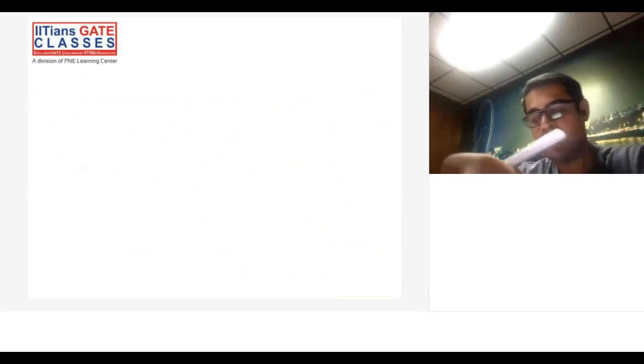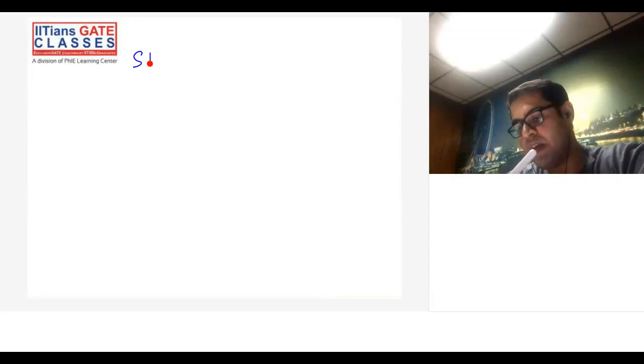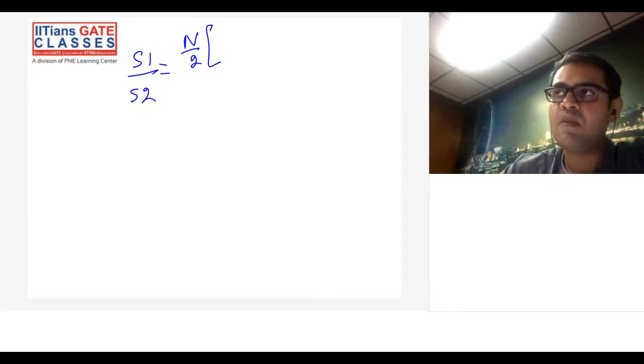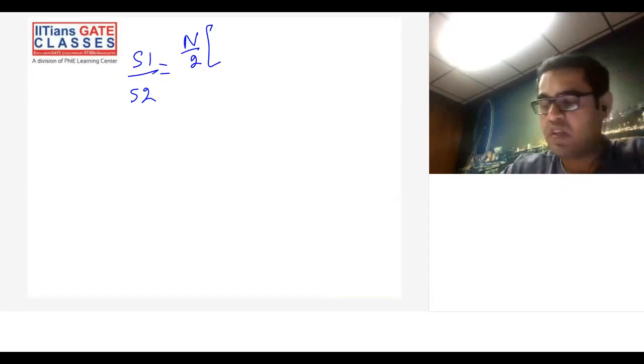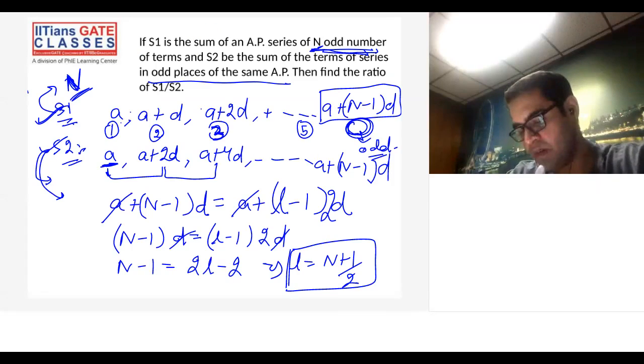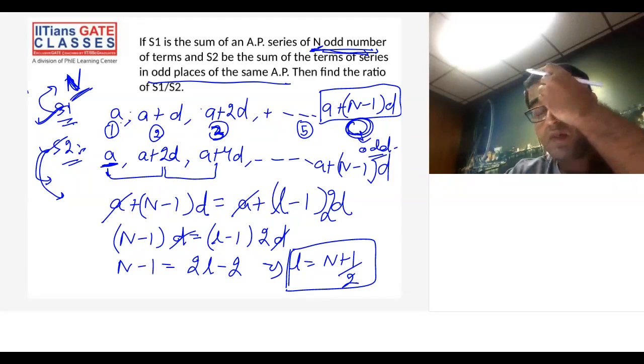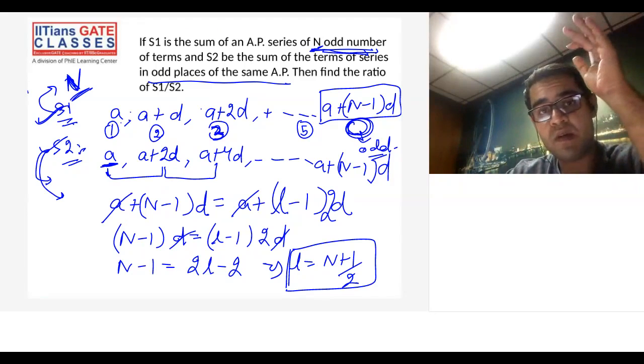Now it becomes really simple. All I have to do is find S1 by S2. Okay. So I'll write S1. S1 is what? Number of terms are capital N by 2 into. So the another formula for sum that I did not mention in theory, but it is useful over here. So the formula is n by 2, number of terms divided by 2 into first term plus last term. Okay. If you have the first term and the last term, you can use this formula.